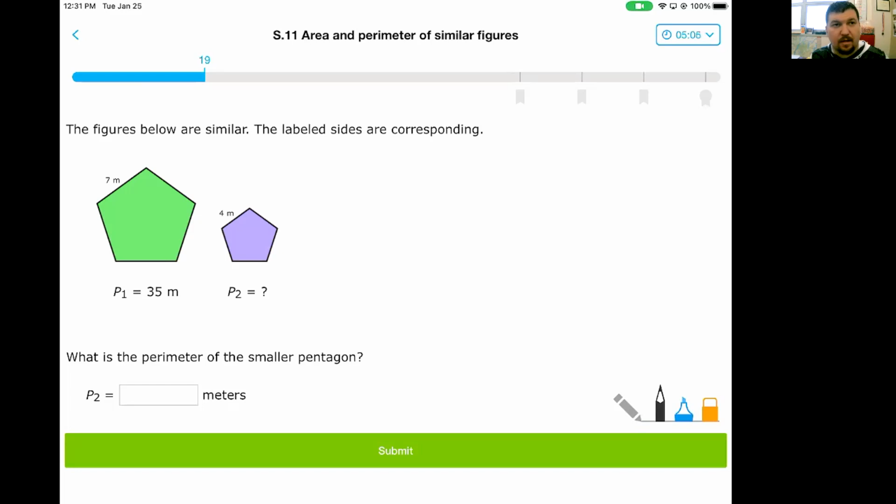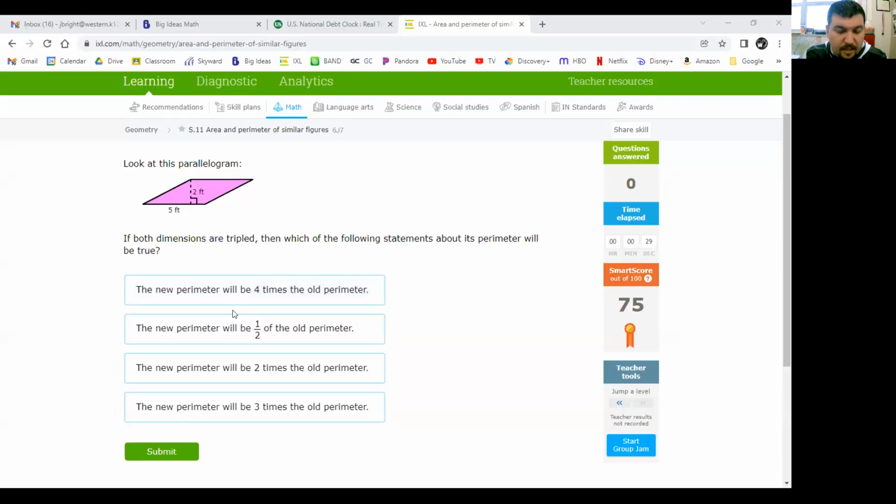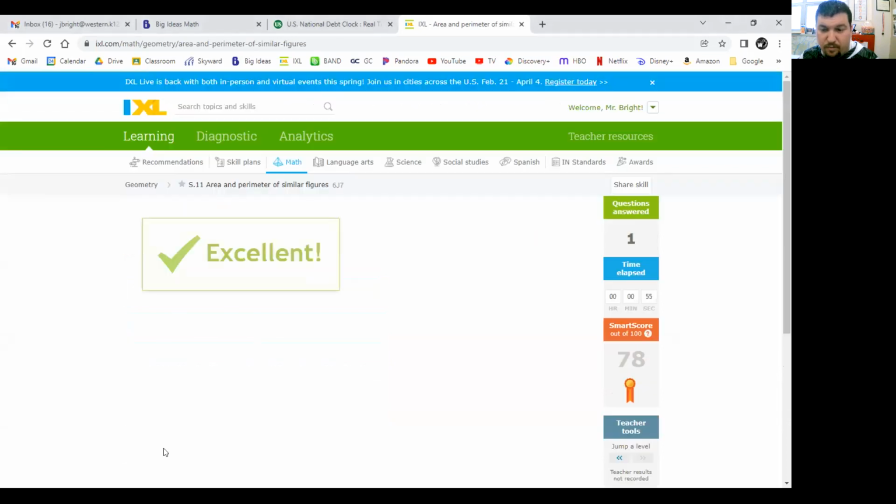Okay. So let me stop sharing my iPad and I will share my computer screen. So here's another type of problem that you might see. I'm in the 70s right now on my computer, so when you get that high, you might see one like this. It says, look at the parallelogram. If both dimensions are tripled, then which of the statements would be true about the perimeter? Well, if you triple the side lengths, you're going to triple the perimeter. So which of these would say that? The last one would say that. The new perimeter will be 3 times the old perimeter.